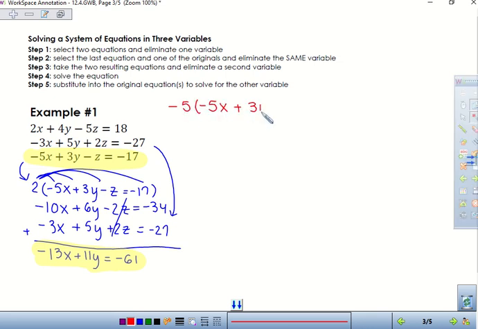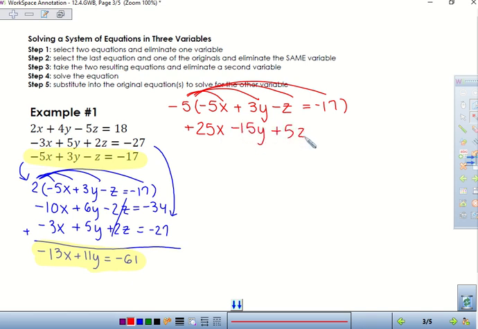And like I said, you can do this differently. You might just end up with fractions. I try to do the path of least resistance when possible. That gives me a positive 25x minus 15y plus 5z equals 85.